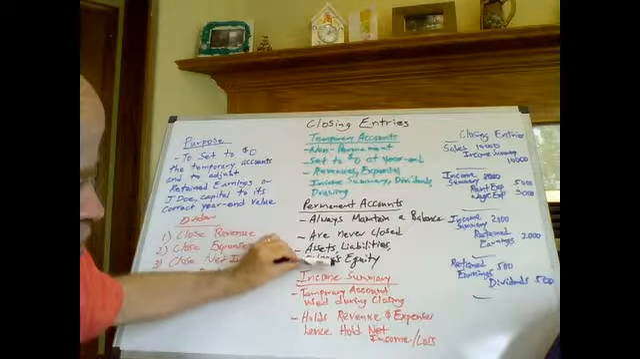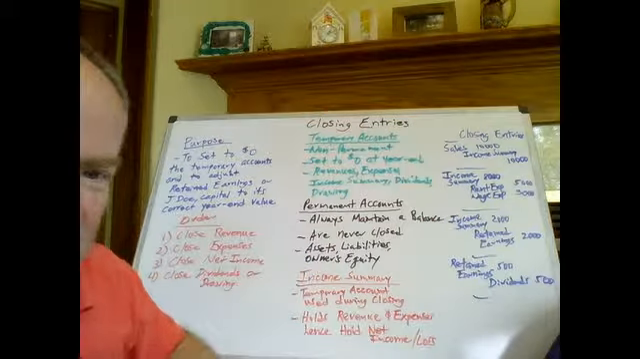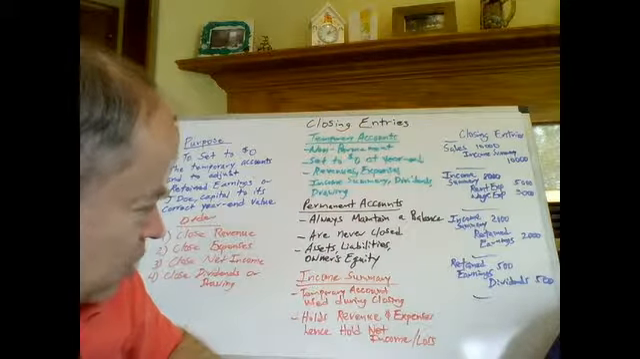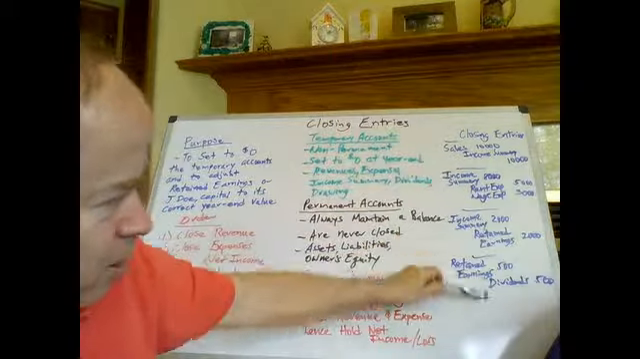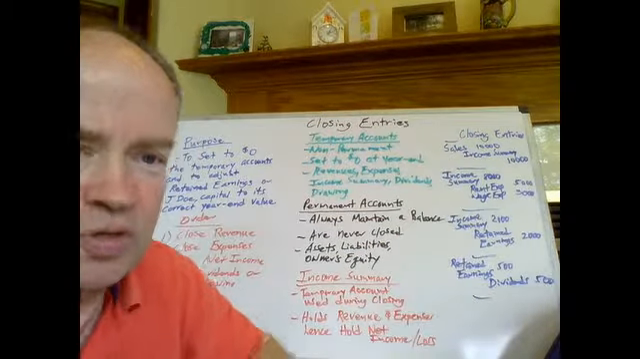The permanent accounts always maintain a balance. They're your balance sheet accounts: assets, liabilities, and equity. And here is an example of the closing entries.